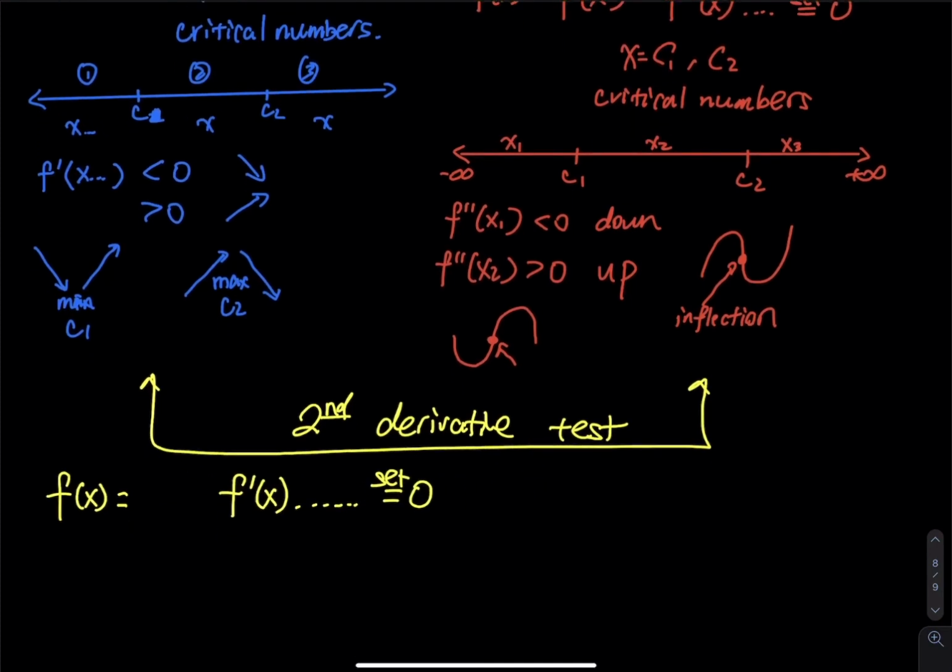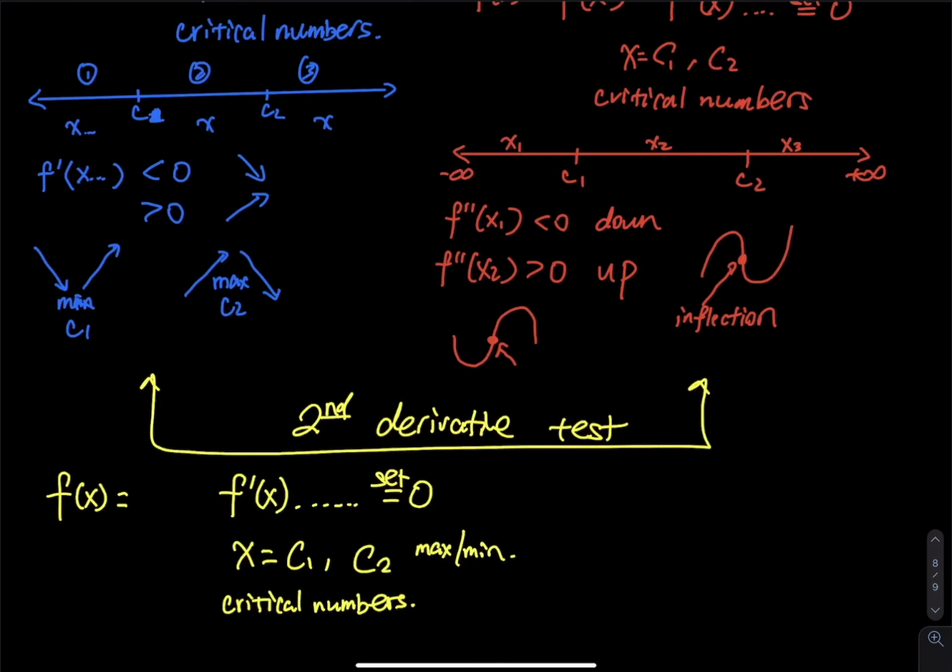So that is what you do in the first derivative, right? So let's say x equals c1 and x equals c2. You have critical numbers, right? So they are your critical numbers. What are critical numbers? A critical number means that c1 and c2 are either a max or a min, right? Or neither. So either a max or min.